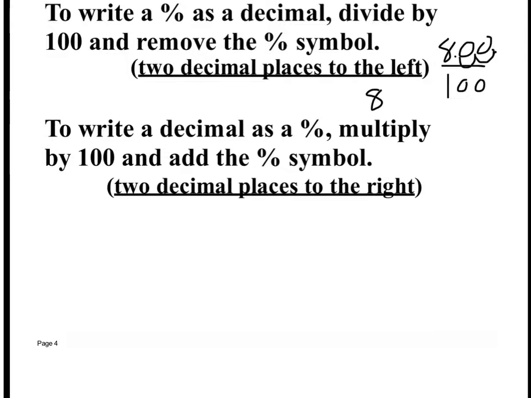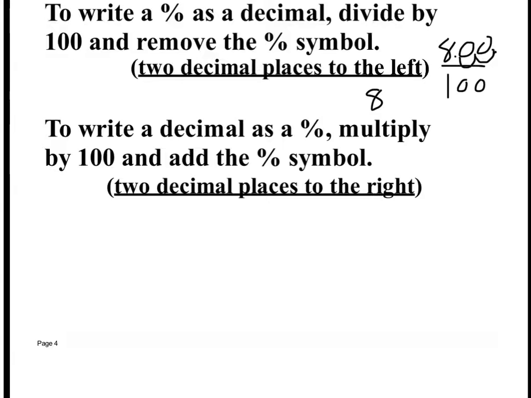Now when we're going from a decimal to a percent, what you do is you multiply by 100 and then add the percent symbol. Which really all you're doing is moving the decimal place 2 to the right. When you're making a percent to a decimal, you're making a number smaller. When you're making a decimal to a percent, you're making it larger. So making it smaller, we divide by 100. Making it larger, we multiply by 100.